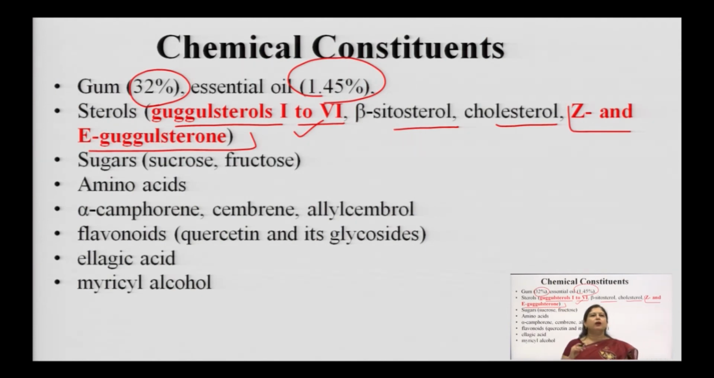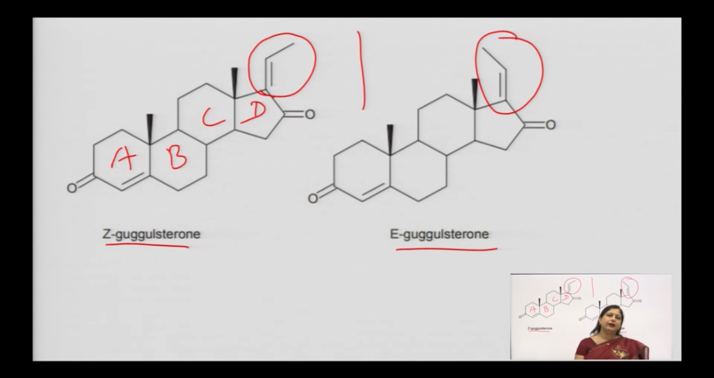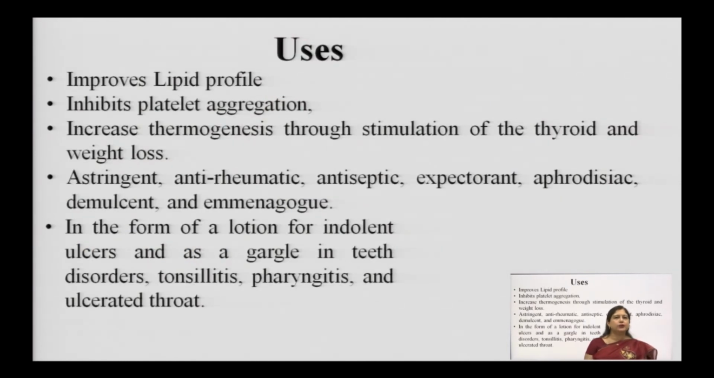So, we have guggulosterones which are responsible for the activity, then we have sugars, mainly sucrose and fructose, which are present, amino acids are present, alpha camphorene, cembrene and allyl cembrol are also present, certain flavonoids, that is quercetin and its glycosides are present, and we have ellagic acid or tannin, and myrrh alcohol is also present. So, these are the chief constituents of the guggul, out of which the guggulsterols and guggulosterone are the main active ingredients. And now we come to the uses of guggul.